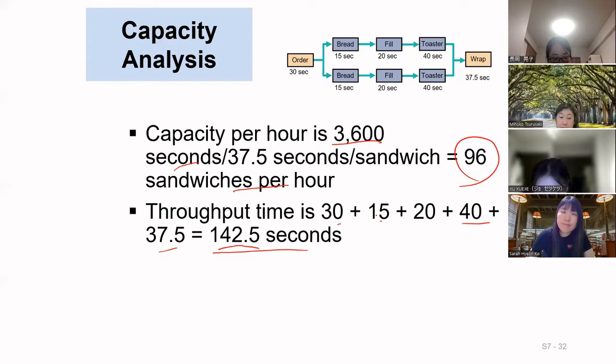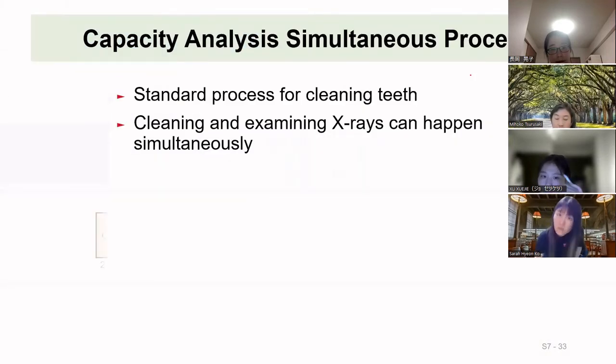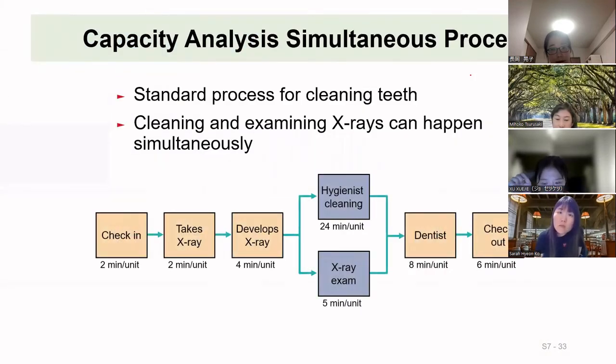Only thing is, I was wondering about the capacity per hour, which is 37.5 seconds. Right, so that is for parallel process. Now for simultaneous process.